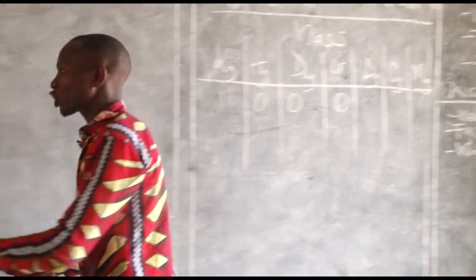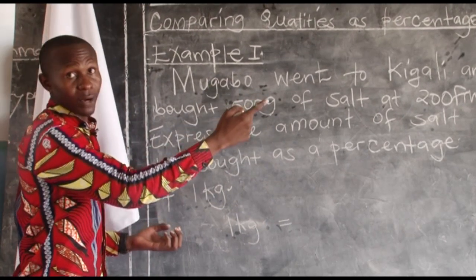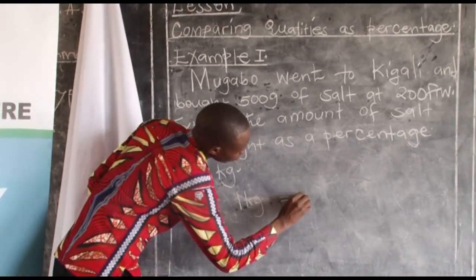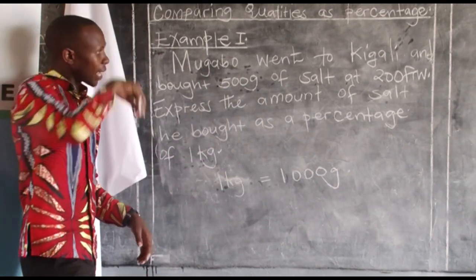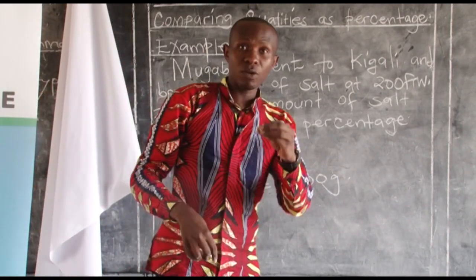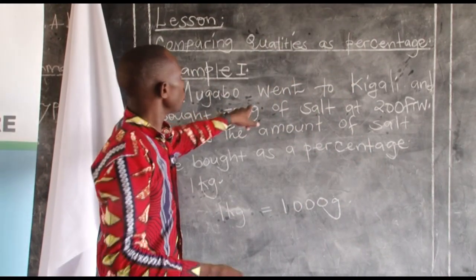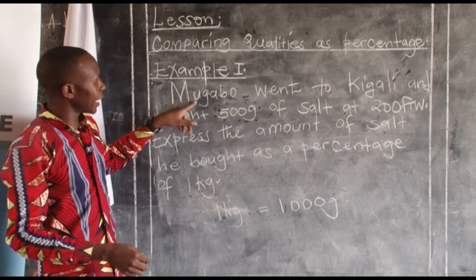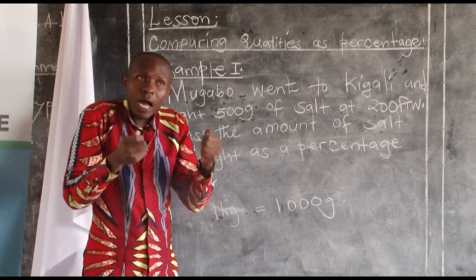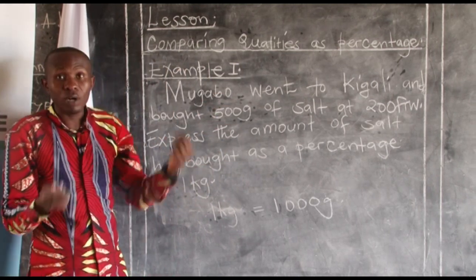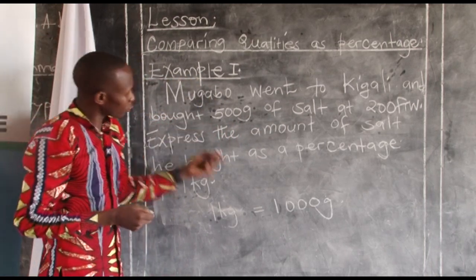So on my actual work, that is our side work, I'll say 1 kilogram is equal to 1,000 grams. We have now expressed 1 kilogram into grams. Why did we express 1 kilogram into grams? Because this man did not buy a full kilo. He bought just grams, that was 500 grams, not yet a full kilogram. So we shall have to convert that.